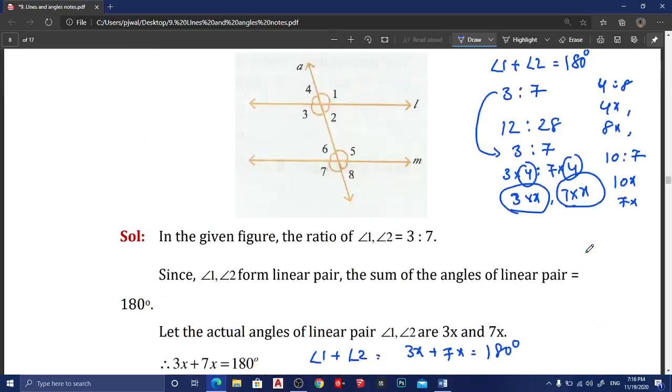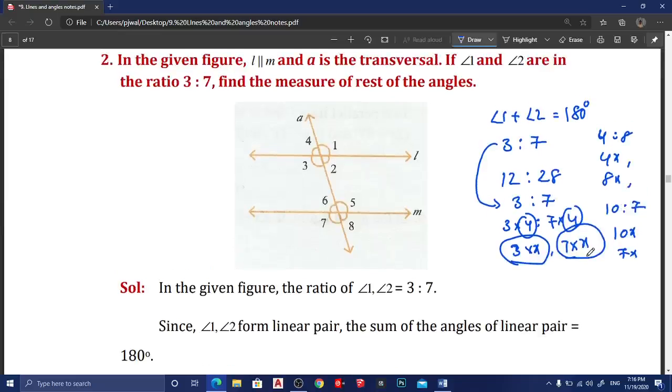So now by using these two angles, you can find out remaining angles, like in the previous problem. This is 54, this is 126. So now these two angles are vertically opposite angles. So this is also 54 degrees. These two angles also vertically opposite angles.